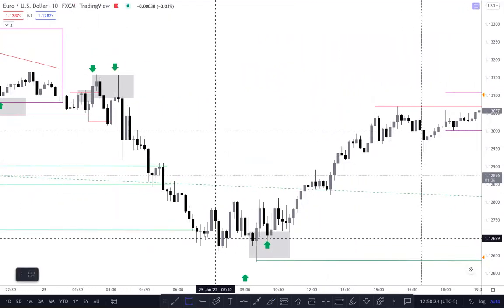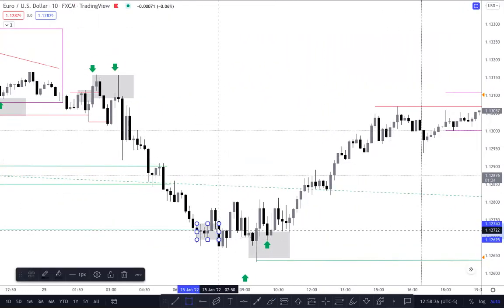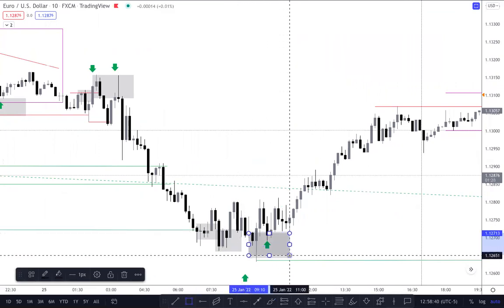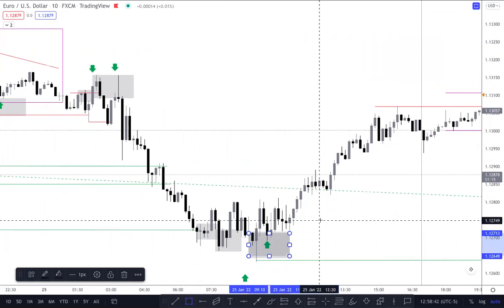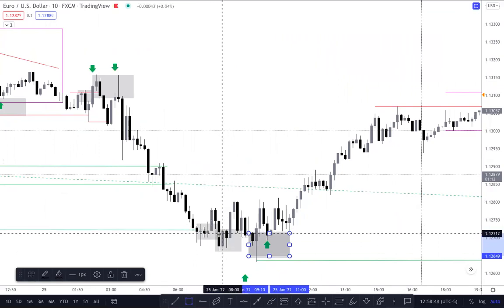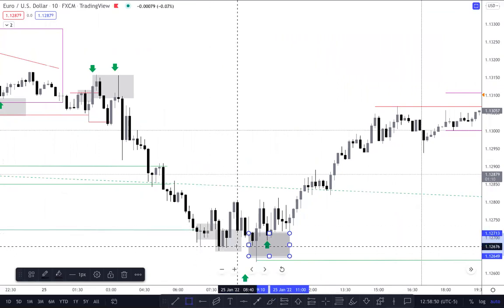They were taking long positions here and they got stopped out. They were taking long positions here and they got stopped out. And then they saw this. What did you think they did? They didn't enter, because they got scared about these 2 losses that occurred right here.